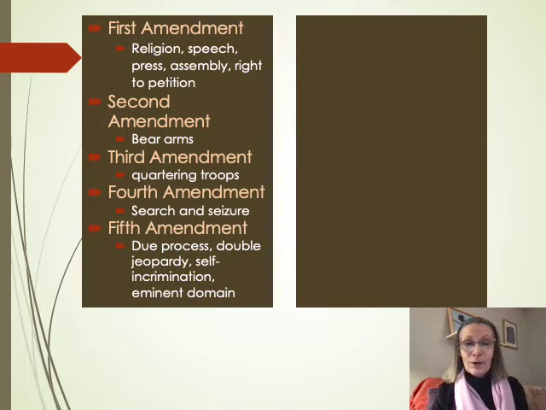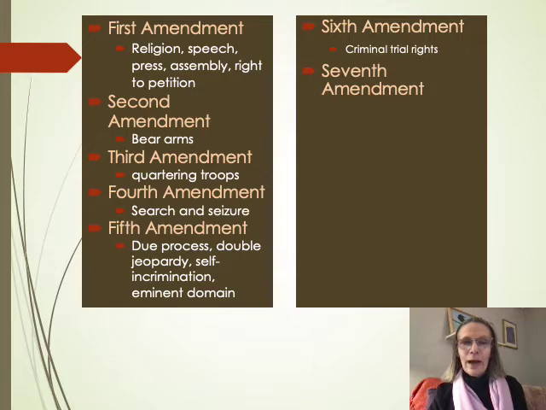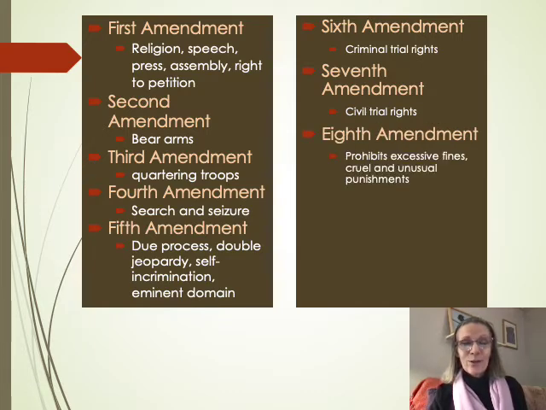And one of the first cases that we're going to be learning about is Barron versus Baltimore, and it has to do with eminent domain, the power that the government has to take your property for a good reason, but that they have to give you market value for the property that they take from you, or if they don't, they've violated the Fifth Amendment. Sixth Amendment, the rights of criminal trial. Seventh Amendment, the rights if you're not in a criminal trial, but a civil trial. The Eighth Amendment has to do with cruel and unusual punishment and excessive fines and bail.